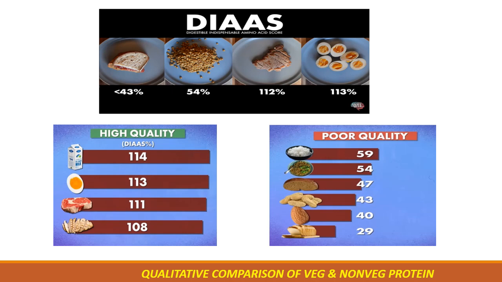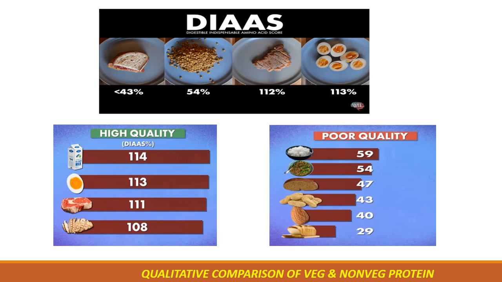Here, just briefly, I want to compare foods of animal origin and foods of plant origin, though I have no intention to put down animal origin food or plant origin food. Neither am I making any propaganda against vegetarian food. Just scientifically, there is a new understanding, the digestible indispensable amino acid score. This is the score used to compare the quality of protein, and based on that we can see that all the foods of animal origin have very high quality protein or amino acids. The second, medium quality, is all the pulses and lentils, and the poor quality is all the cereals and nuts. This is the scientific fact.